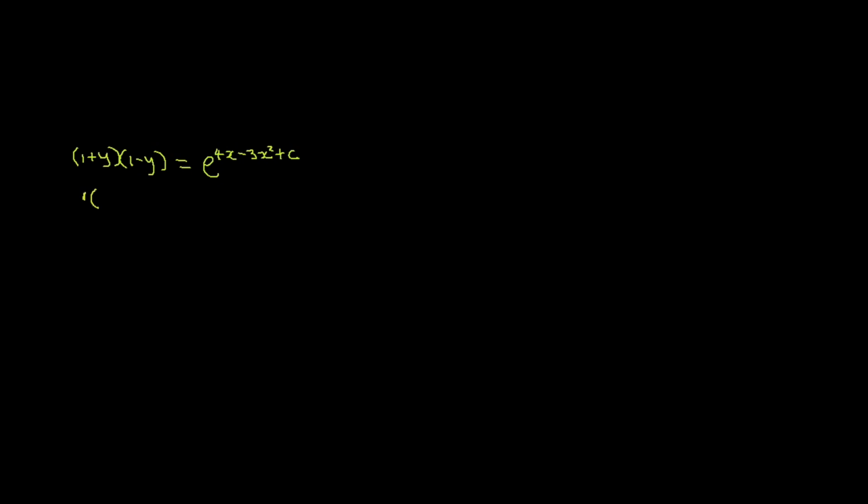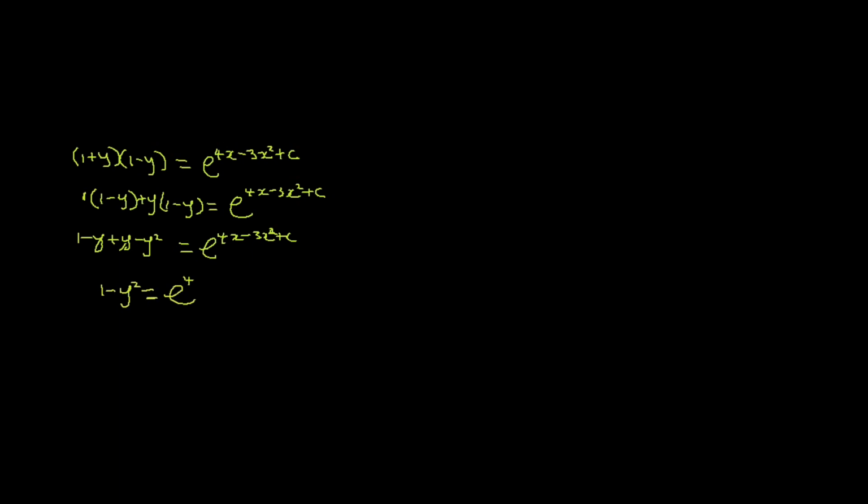When we open the bracket, we have 1 into 1 minus y plus y into 1 minus y equals exponential 4x minus 3x squared plus c. So here we have 1 minus y plus y minus y squared. So this cancels this, yeah, equals exponential 4x minus 3x squared plus c. We'll be left with 1 minus y squared equals exponential 4x minus 3x squared plus c.